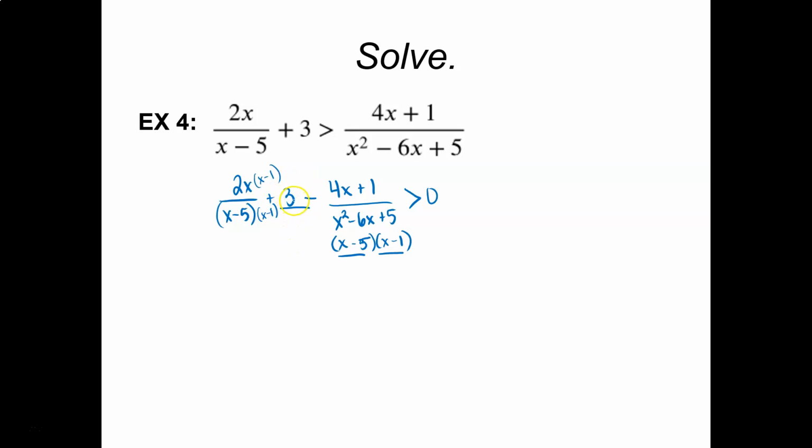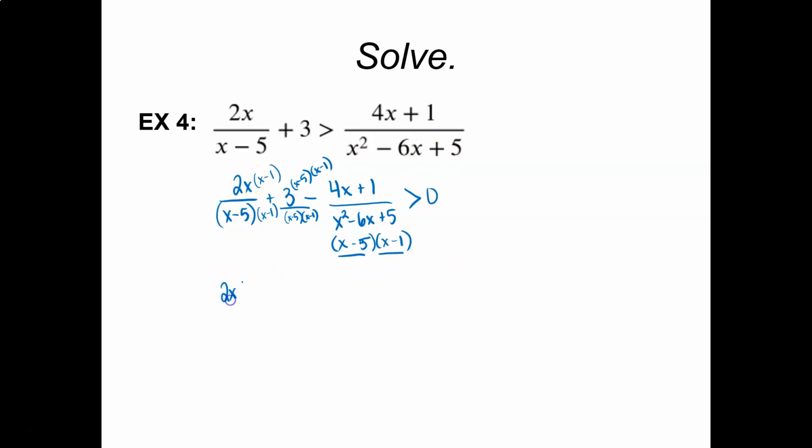Our 3 does not have a denominator at all. So that means it needs both, right? So we need an x minus 5 and an x minus 1. There. And our (4x plus 1) already has both in the denominator, so we don't have to multiply it by anything. So, I'm going to write this whole step out here to be really clear what we're doing.